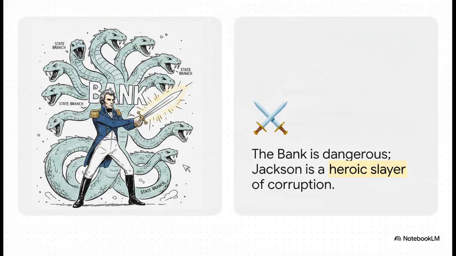The visual evidence shows Jackson slaying a many-headed monster labeled bank, where the heads represent different state branches and financiers. And the historical meaning? Well, this cartoon is actively supporting Jackson. It frames the bank as a dangerous, entrenched, far-reaching power, and paints the president as a courageous, heroic slayer of corruption. The artist is basically using powerful mythology to make you cheer for the president.